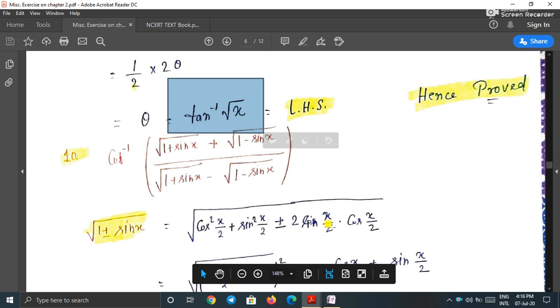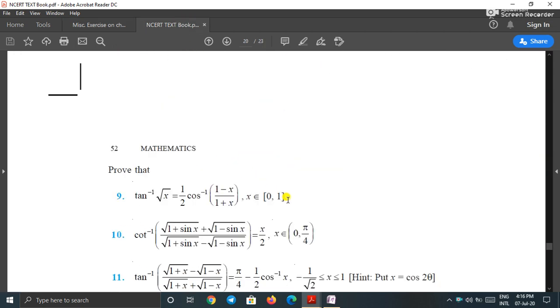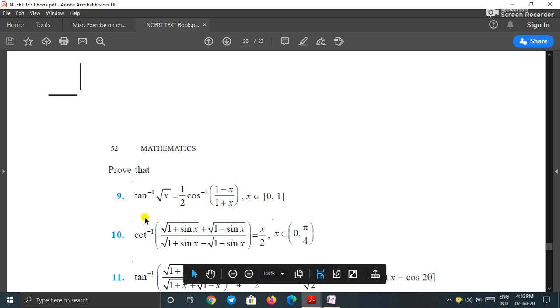Now let us see the next problem. Problem number 10. Problem number 10 is cot inverse of [square root of 1 plus sin x plus square root of 1 minus sin x] upon [square root of 1 plus sin x minus square root of 1 minus sin x], it is equal to x upon 2. How can we solve this problem?